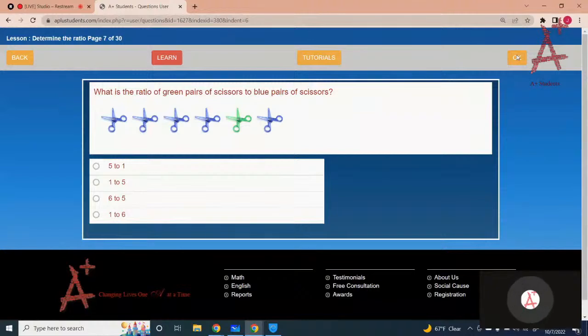Just listen to me carefully and then answer. What is the ratio of the green pairs of scissors to blue pairs of scissors? So how many of them are green? Just one is green, and five of them are blue. So one, two, three, four, five. So it would be 1 to 5. Got it?